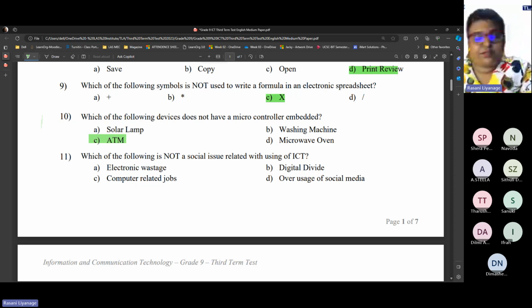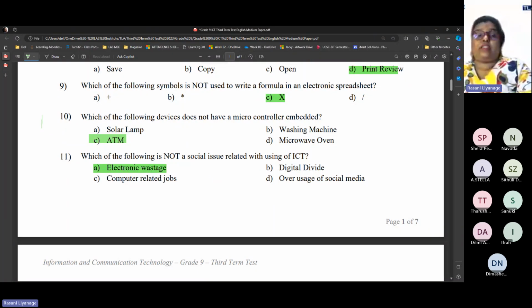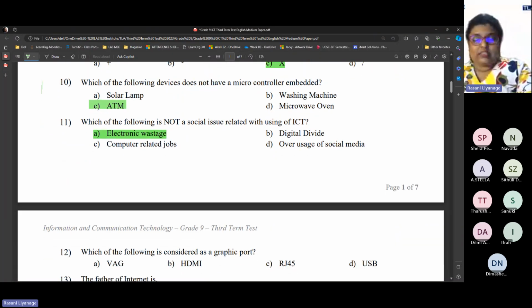And over usage of social media, of course, even your parents might tell you, don't go to YouTube that much, don't play games that much. So there are social issues, but electronic wastage is an environmental issue. The reason is, when you dispose things to the environment, that will definitely ruin it.